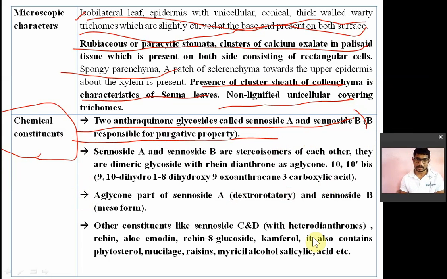A question can come on this also. So out of these sennoside A and sennoside B, which is responsible for the purgative activity? So sennoside B is responsible. So sennoside A and sennoside B are nothing but stereoisomers of each other.